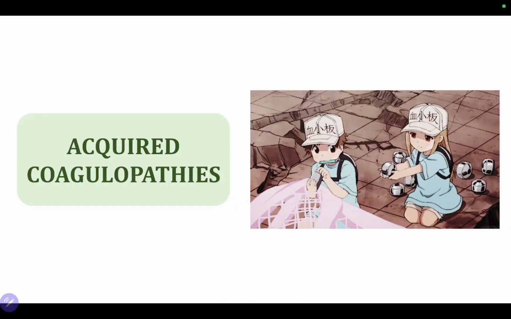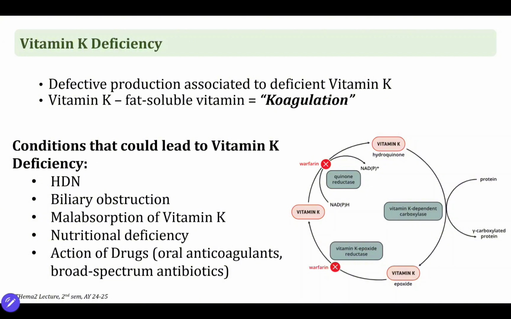Let's go over now with your acquired coagulopathies. Okay? The first one is your vitamin K deficiency. As mentioned in our previous discussion, your vitamin K is an important fat-soluble vitamin, important in the post-translational processing of your prothrombin groups and your other regulatory proteins. Ang kailangan nila ay si carboxylated protein through the help of your enzyme, gamma-glutamyl carboxylase.